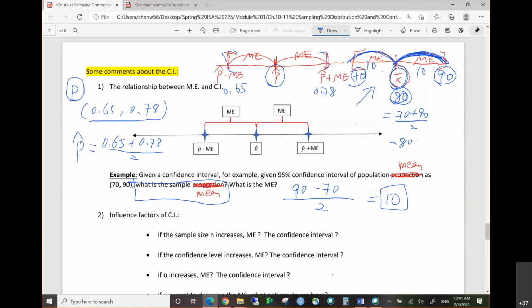All right. One more question. What will be the margin of error? How can you get this margin of error?